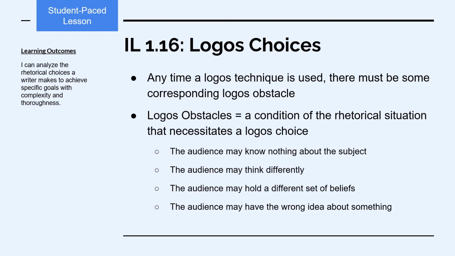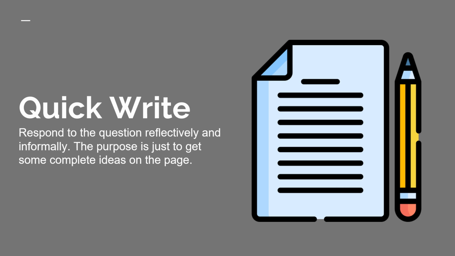Anytime a logos technique is used, there must be some corresponding logos-based obstacle. A logos obstacle would be any condition of the rhetorical situation that necessitates a logos choice. Some examples of logos obstacles would be things like if the audience doesn't know anything about the subject matter, or if the audience may think differently than the writer wants them to think about something, or the audience may hold a different set of beliefs, or the audience may have the wrong idea about something. Let's pause one last time for a quick write. Respond to the following question as you've done the previous two.